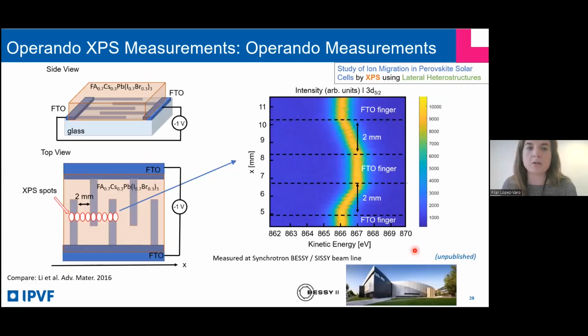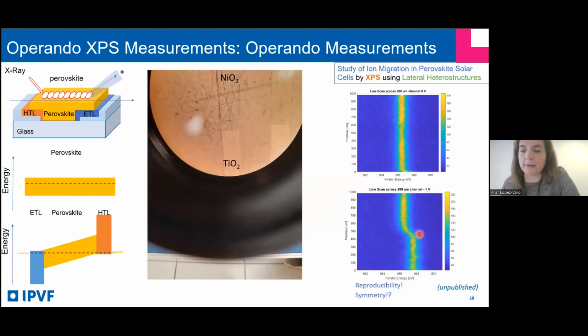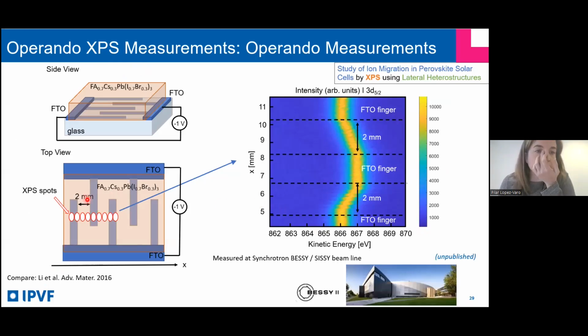And in fact, we have also analyzed another finger structure like this. In this case, we have 2 millimeters of distance between the fingers. In this other one, it was 200 micrometer. In this one, it was 2 millimeter. And when I didn't put it here, but when it was 0, it was completely aligned again.